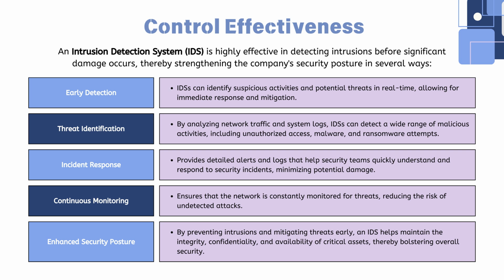The next one is incident response. It provides detailed alerts and logs, helping our security team respond faster and minimize damage. The fourth one is continuous monitoring. Basically, it keeps an eye on our network 24 hours, reducing the risk of undetected attacks. And the last one is enhanced security posture. By catching threats early, it helps protect our critical assets and boost overall security.